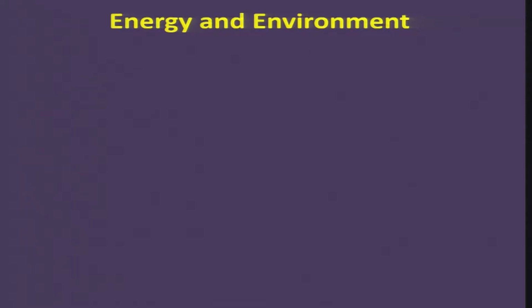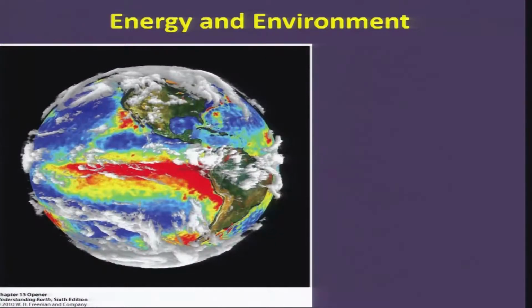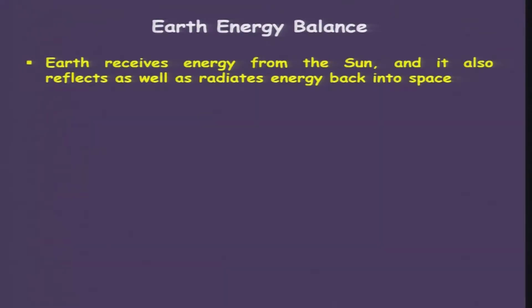This is an important part which we will discuss very briefly and quickly, but it needs to be understood before we get into the photogeology part. That is energy and the environment around the earth. The earth energy balance: the earth receives energy from the sun, and it also reflects as well as radiates energy back into space, because the information we are going to look at in the form of a photograph depends extremely on the reflections, the amount of energy reflected or radiated back to the sensors.